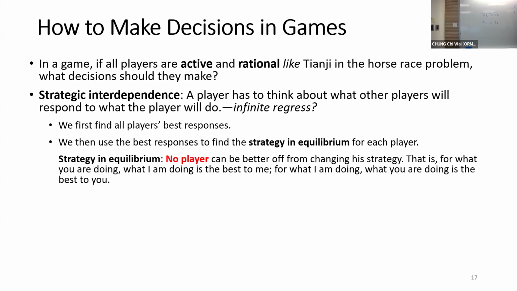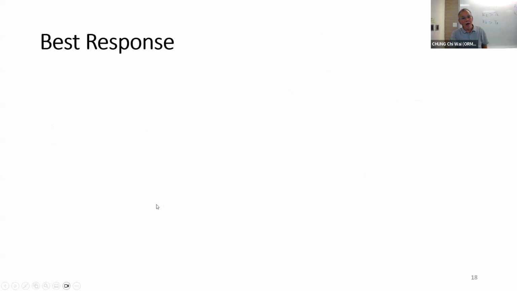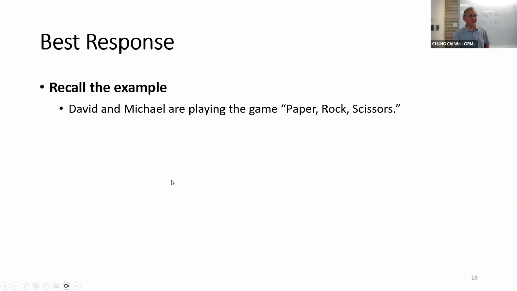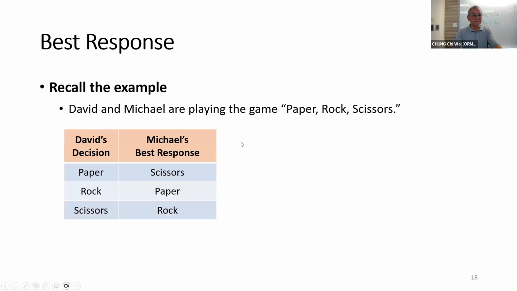So, how to make decisions in games? All right. Basically, we wish to break this infinite regress. The best response. All right. Consider this example: paper, rock, and scissors.